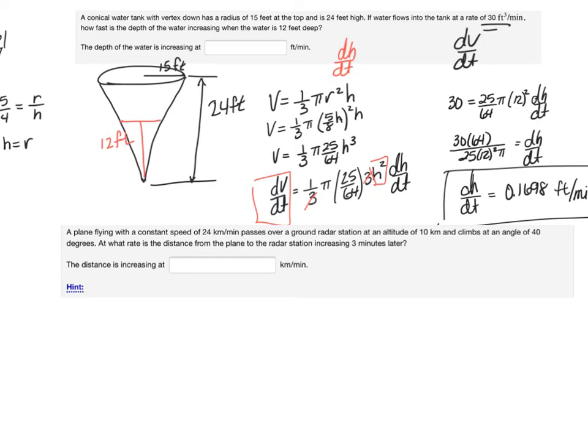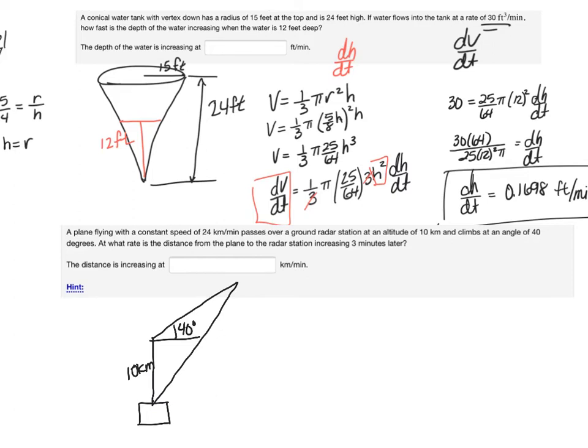So what I'm going to do is draw a picture. Here's my station down here. And we have this distance of 10 kilometers. Once the plane passes over there, it is going to climb at an angle of 40 degrees. So this angle is 40 degrees. What we want, however, is that value there.